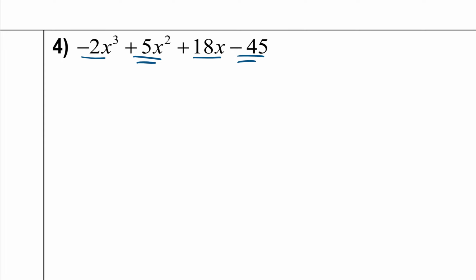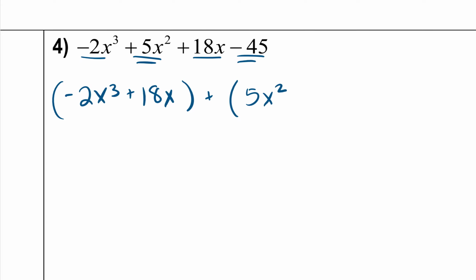So I group the first, so I'm going to rewrite this, the first term and the third term. I put those in parentheses. I always put a plus here. Okay, then I do the second term and the fourth term. Okay, now I do the same thing. I'm looking for something to factor out of each parentheses, right? A GCF, if you want to call it that.